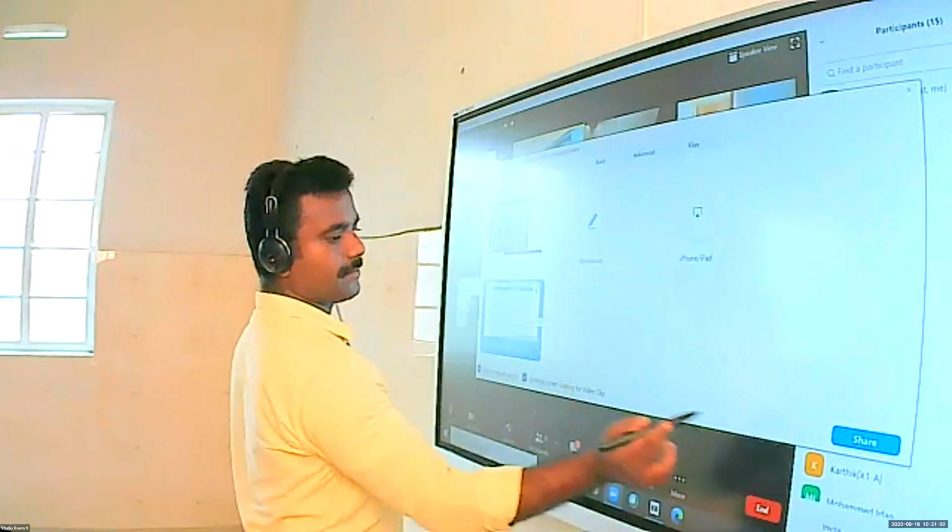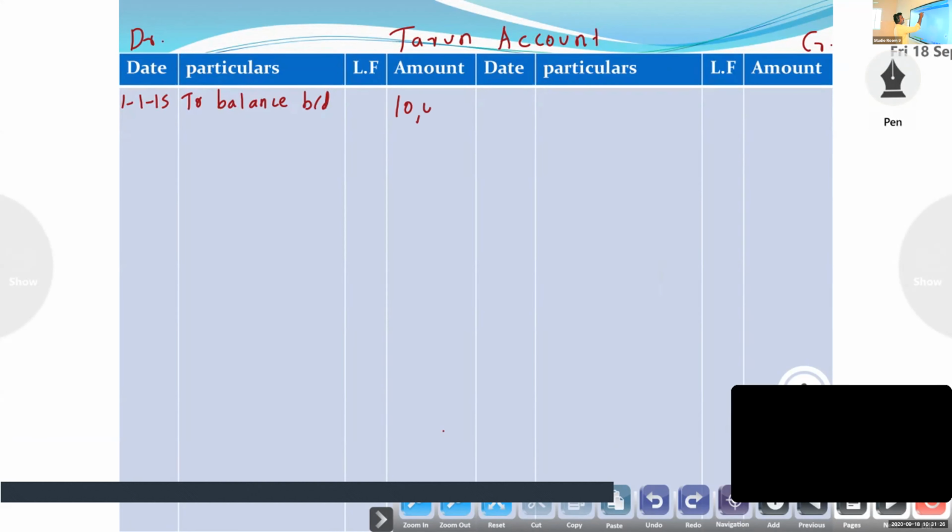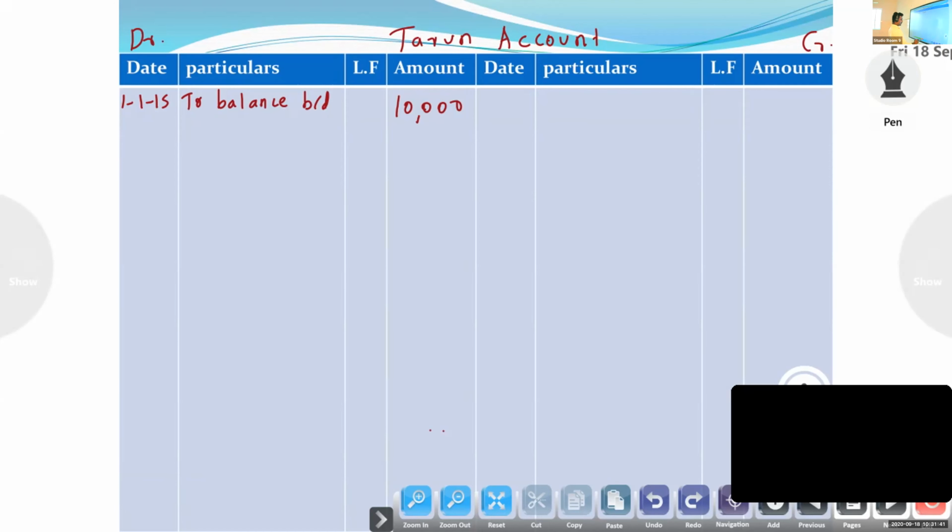Which side do I have to write? Debit side. 1/1/2015, to balance BD. We are preparing the Tarun account, amount 10,000. To balance BD 10,000.